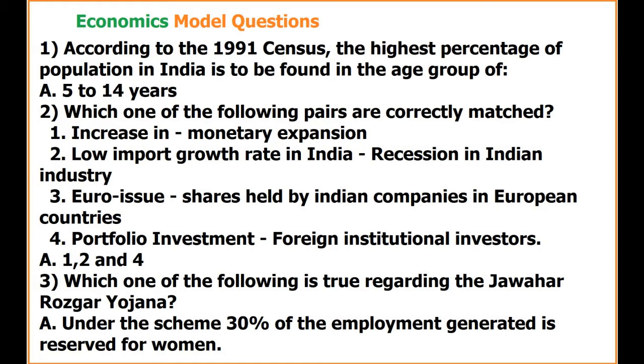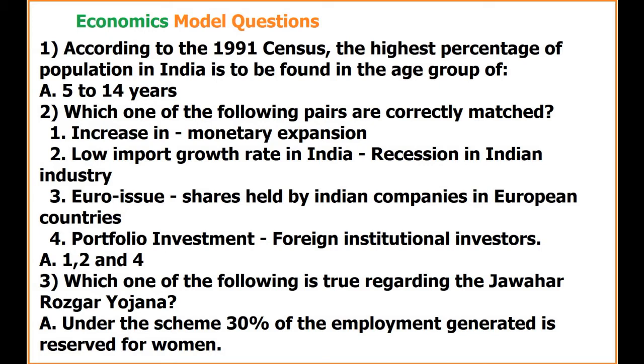The first one: according to the 1991 census, the highest percentage of population in India is to be found in the age group of, the answer is, 5 to 14 years. Which one of the following pairs are correctly matched? Increasing monetary expansion, low import growth rate in India, recession in Indian industry, euro issue, shares held by Indian companies in European countries, portfolio investment, foreign institutional investors. The answer is 1, 2, and 4.